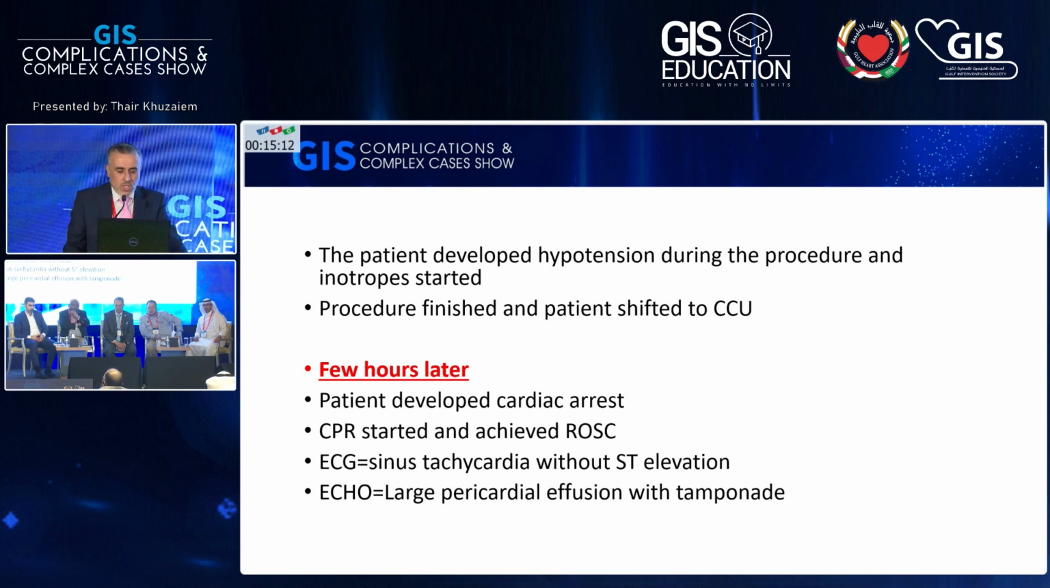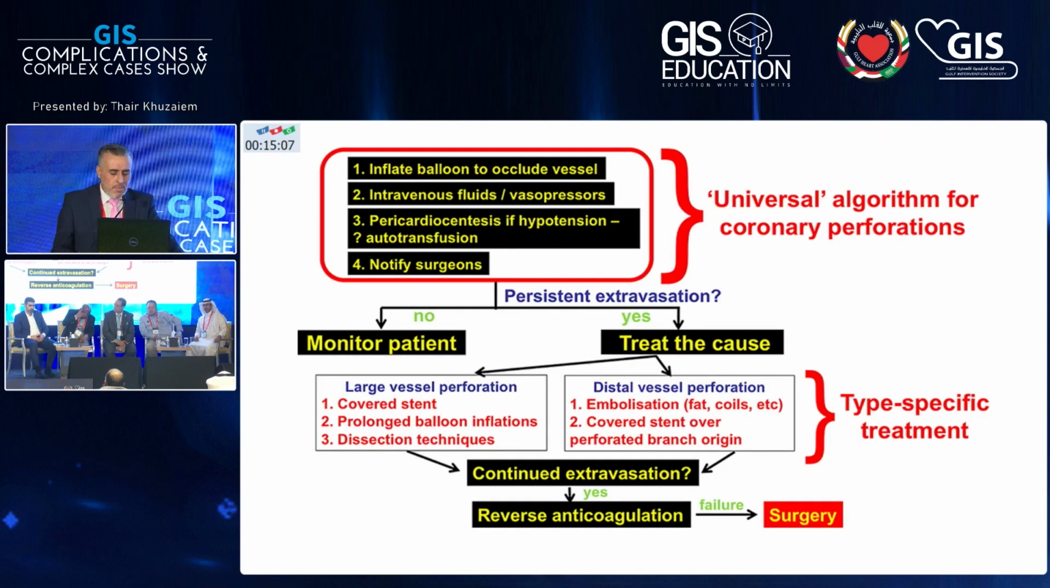So why did this patient have such a large perforation? I mean, a large pericardial effusion. I put in my mind this is probably a perforation, maybe not seen at that time. So this is a universal algorithm of coronary perforation. I reviewed it before I took the patient to the cath lab.